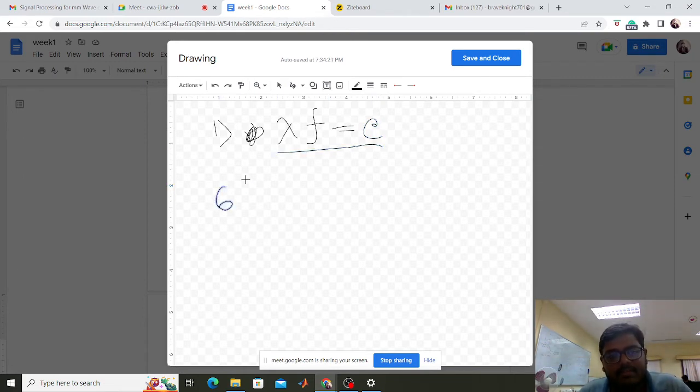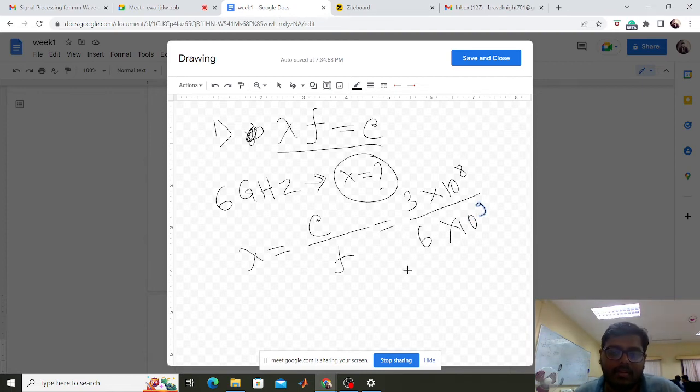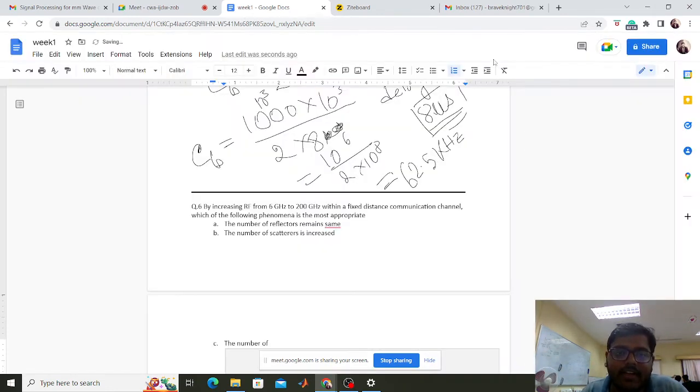So for 6 GHz, what is the lambda? That is my first point. So lambda becomes C by F, with 3 into 10 to the power 8 by 6 into 10 to the power 9. This is 5 centimeter. However, now calculate the wavelength for 200 GHz.